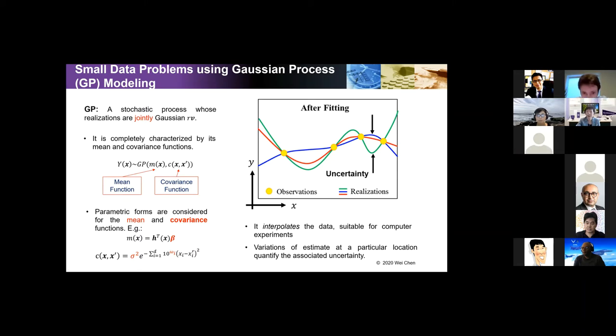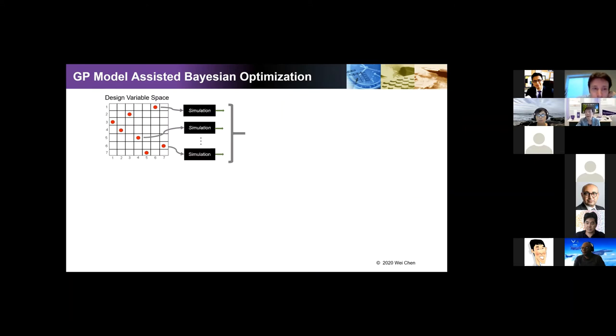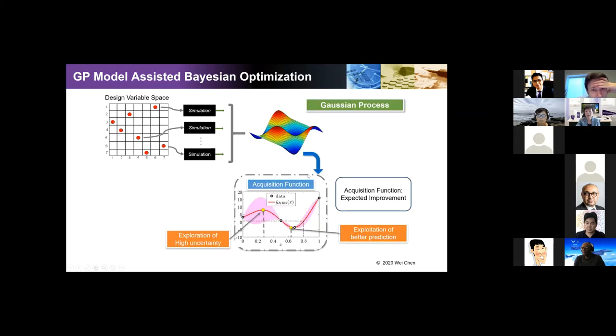And related to this is the concept called Bayesian optimization. I believe many of you here may be very familiar with this. Just going through a little bit of the technique behind it: you start with some simulation and you fit a Gaussian process model. After that, you need some kind of acquisition function to determine the next sampling point. You consider both exploration, which is about uncertainty, and exploitation, which is about improving the objective function. There's a balance between the two.